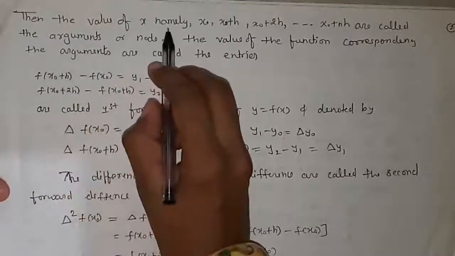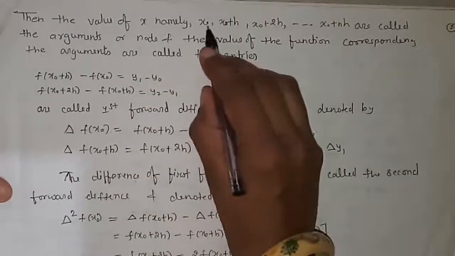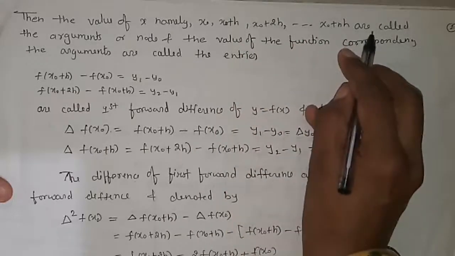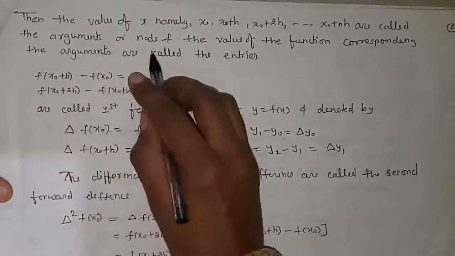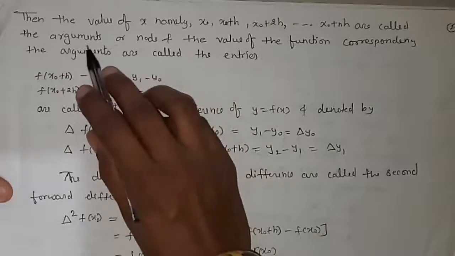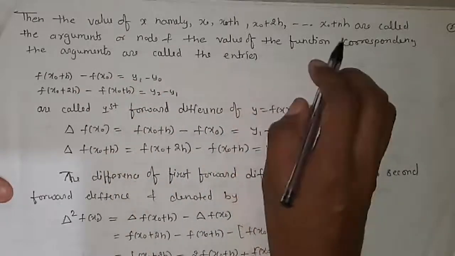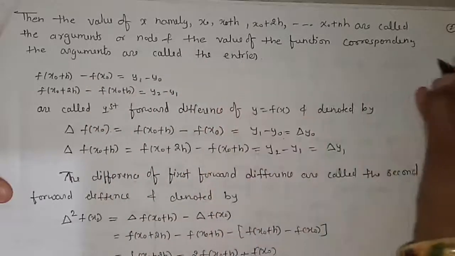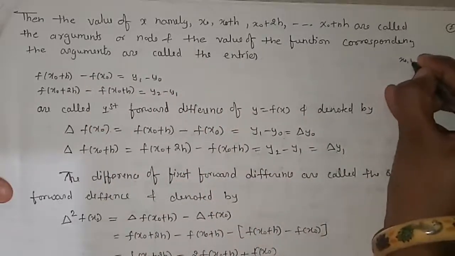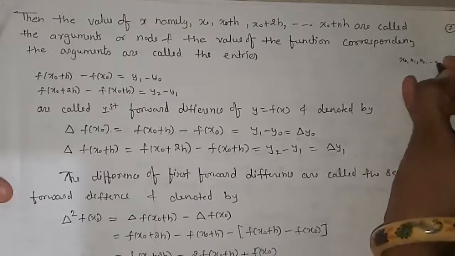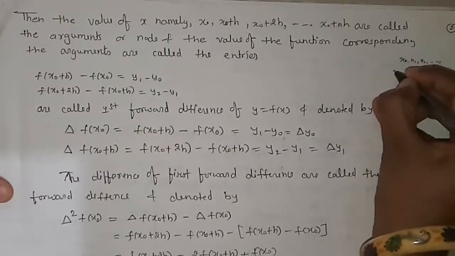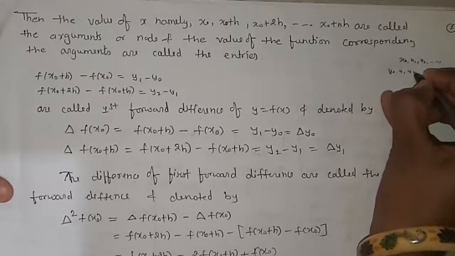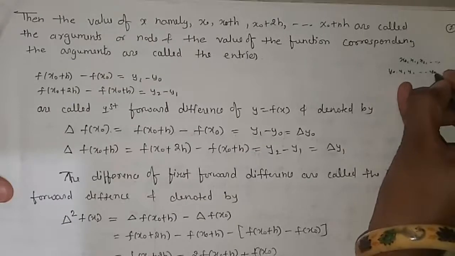Then the values of x, namely x naught plus h, x naught plus 2h, x naught plus nh, are called arguments or nodes. We call them arguments or nodes, and the values of the function corresponding to these arguments are called entries. So here we have x0, x1, x2, x3 as nodes or arguments, and according to this we will get some values, that is y0, y1, y2, y3 up to yn.